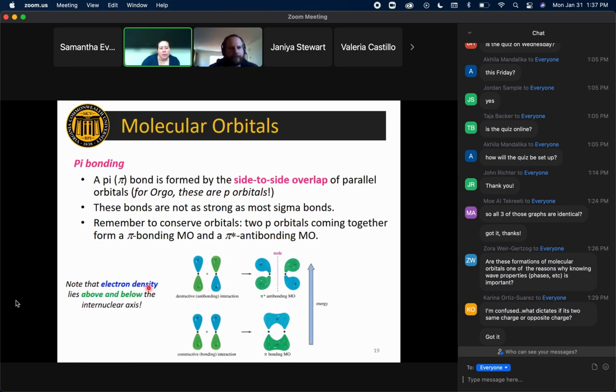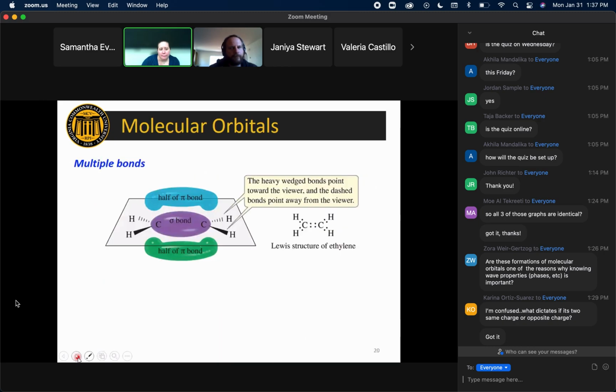Okay, so I've said this already, but here's just a little pop-up reminder that the electron density is above and below the internuclear axis for pi bonds. And we'll see another way to look at that on the next slide. So this is a cartoon version of the bonding structure of ethylene. You can see in this Lewis dot structure that ethylene has a double bond between those two carbons. So 4 electrons total are shared between those two.